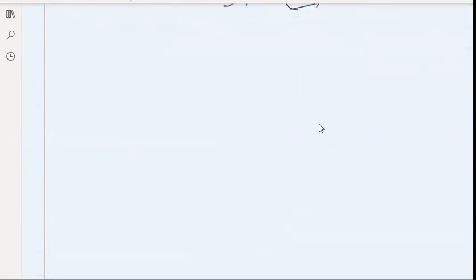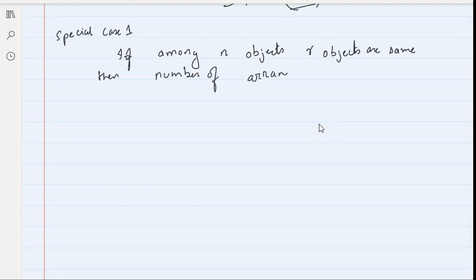So if I'm having n objects, special case 1, if among n objects, r are objects of the same kind, then the number of arrangements would be, tell me, n factorial divided by r factorial. Yes or no?